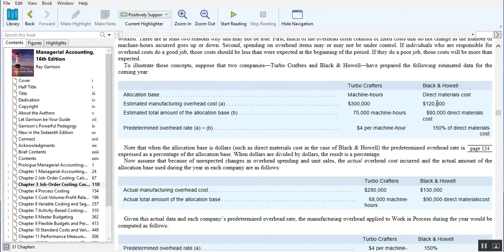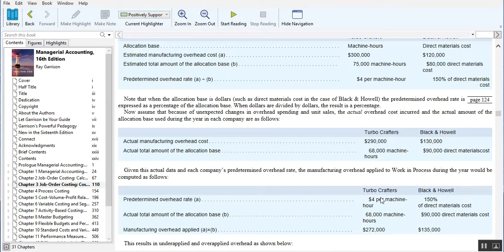So comparing what they estimated to the actual, Black & Howell had more manufacturing overhead cost and more direct materials cost. TurboCrafters had less actual cost and less allocation base. When you look at what happens when you actually calculate it out, you show that they're applying $272,000 based on the estimated overhead rate, or the predetermined overhead rate. But that doesn't account for the total actual cost that TurboCrafters had. So what you have is an underapplied overhead.